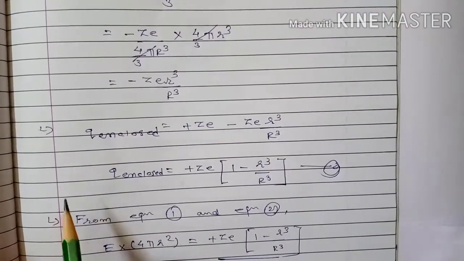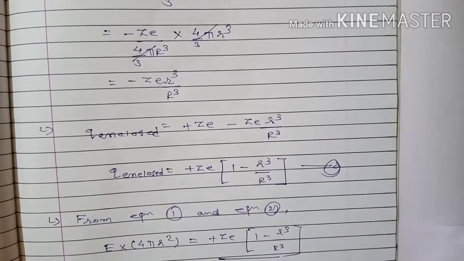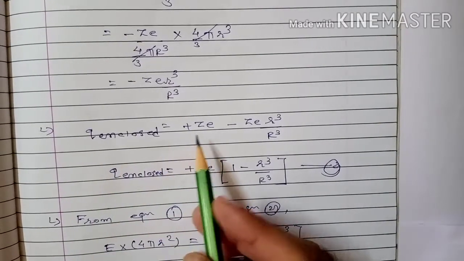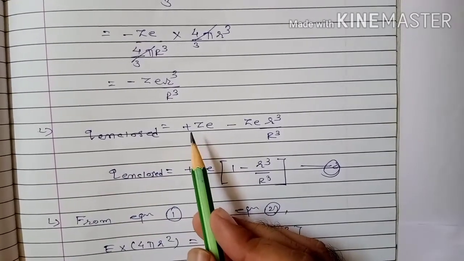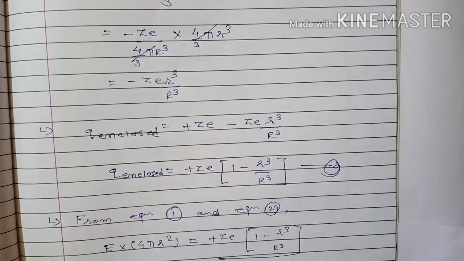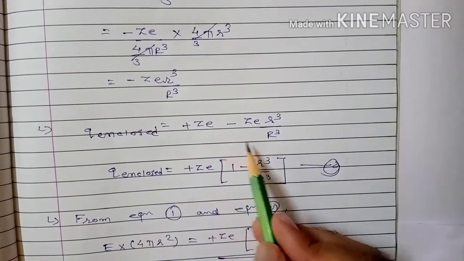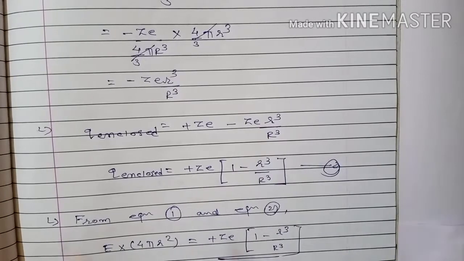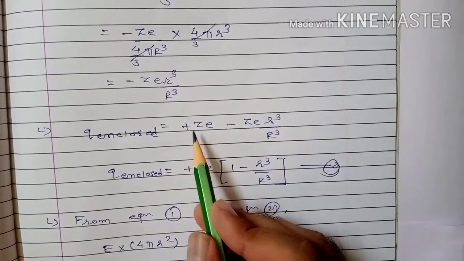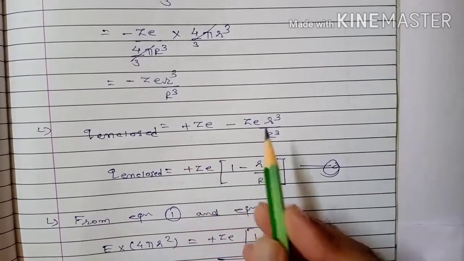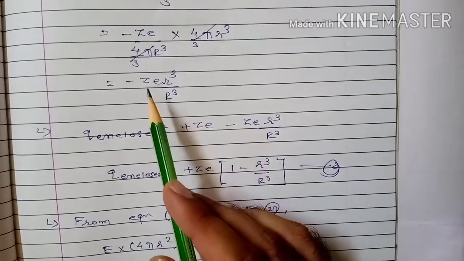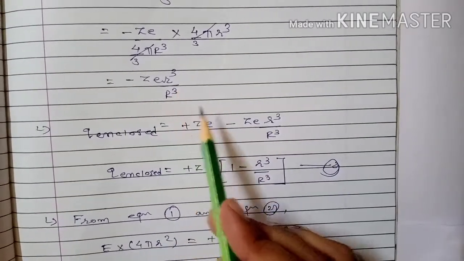But we have to find the total charge enclosed by the Gaussian surface. Total charge enclosed is the total positive charge enclosed plus the negative charge enclosed by the Gaussian surface. Positive charge enclosed by the Gaussian surface is plus Ze. Negative charge enclosed by the Gaussian surface is minus Ze r cubed upon capital R cubed.